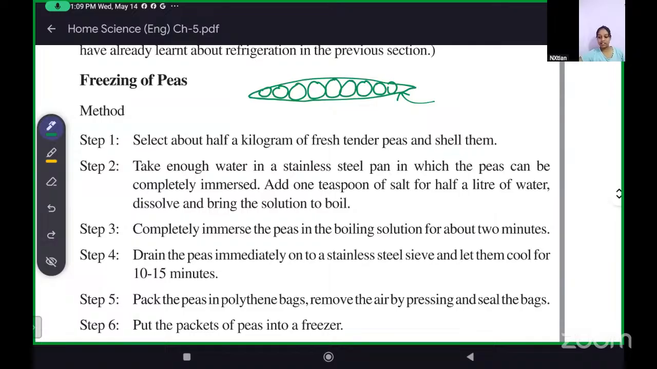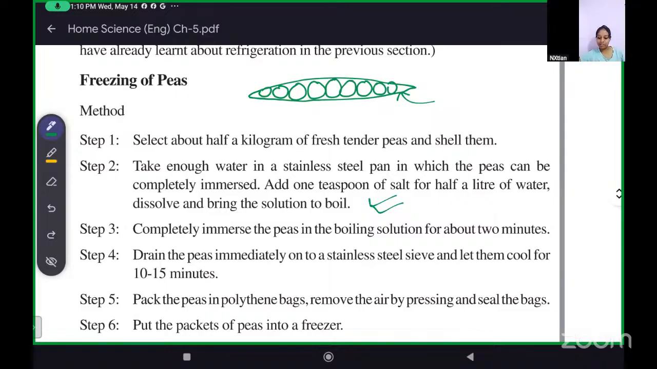Take enough water in a stainless steel pan in which the peas can be completely immersed. Add 1 tablespoon of salt for half a liter of water, dissolve and bring the solution to boil. So we take water, half liter or 1 liter according to the quantity of peas. We dissolve salt in it, and then boil it. Then completely immerse the peas in the boiling solution for about 2 minutes.